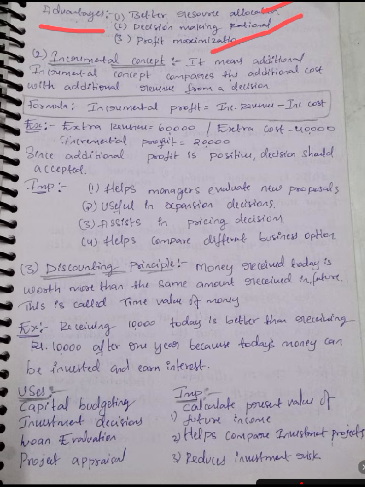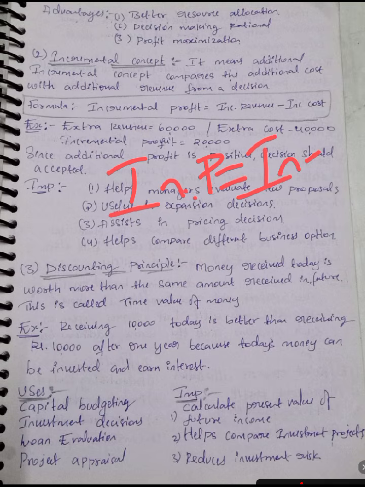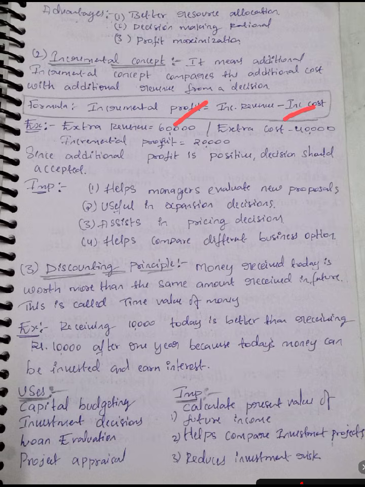Now the second one is the incremental concept. What do you mean by incremental concept here? It means additional. The incremental concept compares the additional cost with the additional revenue from a decision. So please see the formula here: incremental profit is equal to incremental revenue minus incremental cost. Is it clear? Example: extra revenue 60,000, extra cost 40,000.